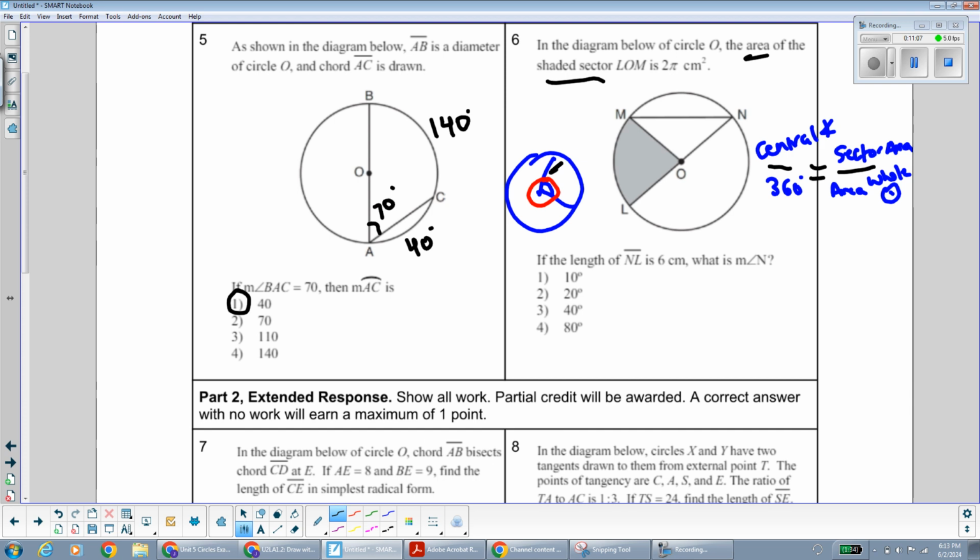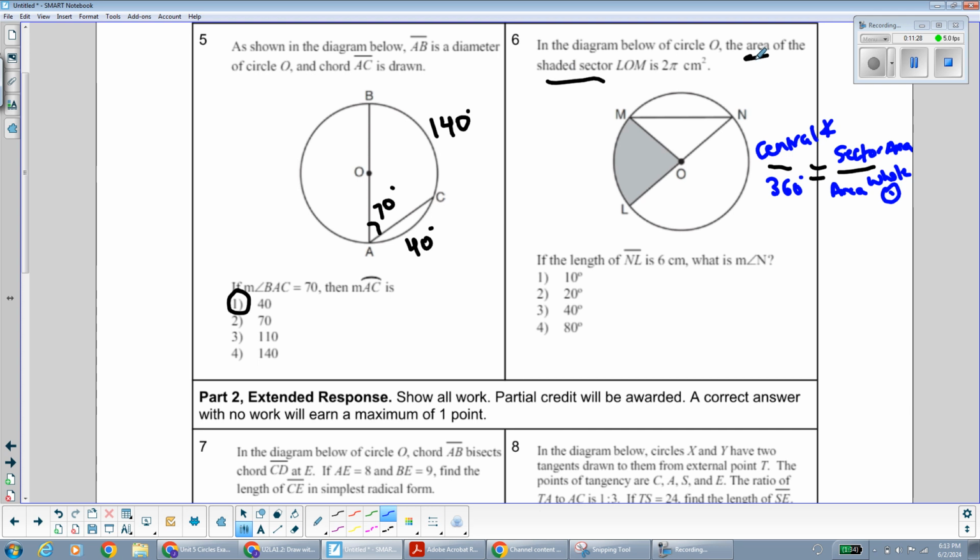Because the area of a slice of a circle, the area of a sector, is a part of the entire area of the whole circle. So again, you can think of this proportion as part over whole equals part over whole. And see what we have that we can plug in.